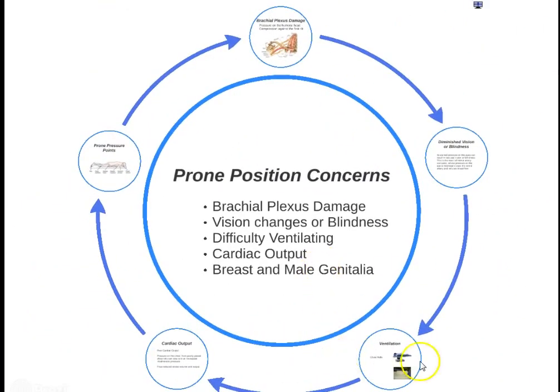All right, so prone positioning concerns. And you know me, guys. I talk everything, then I have to show you and repeat it. So prone positioning concerns the brachial plexus damage. We've talked about that. The vision changes are blindness from pressure from an ischemic event on the retinal artery. Difficulty ventilating. That would be not a nerve damage, but something to talk about.